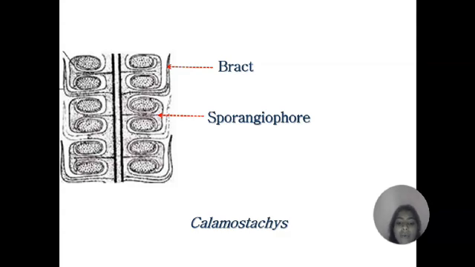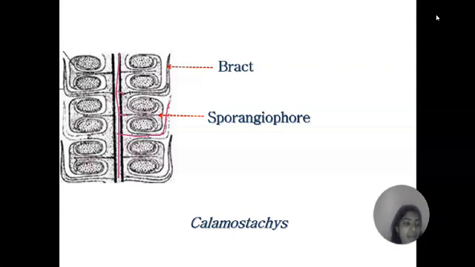Let's look into the detail of Calamostachys. The strobili attained a length of 3 to 7 cm and a diameter of 7 mm. As you can see in the figure, the strobilus has a central axis which is divided into nodes and internodes. From the nodes there arise whorls of bracts. From each node, 12 bracts were present in Calamostachys.